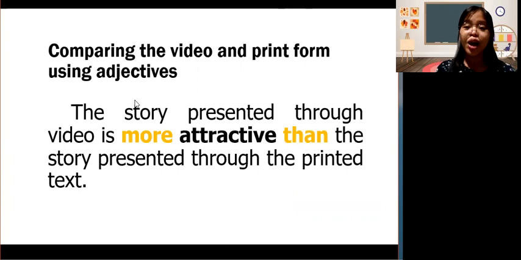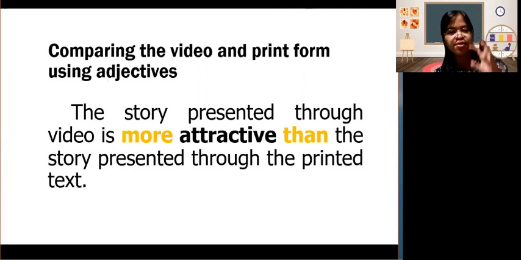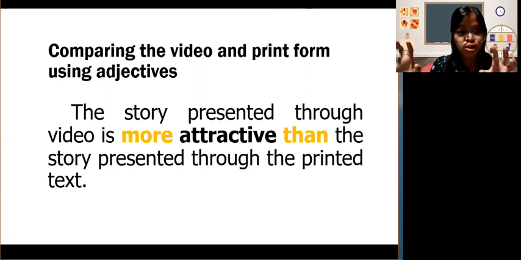Okay. Now let's try to compare the video and print form using adjectives. So if we have a video here, just like this one, this is a video lesson, comparing video lesson to module. So what could be the similarities or differences? We have here: the story presented through video is more attractive than the story presented through the printed text.